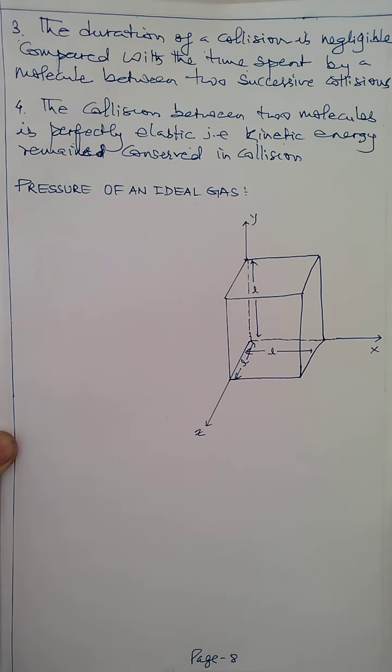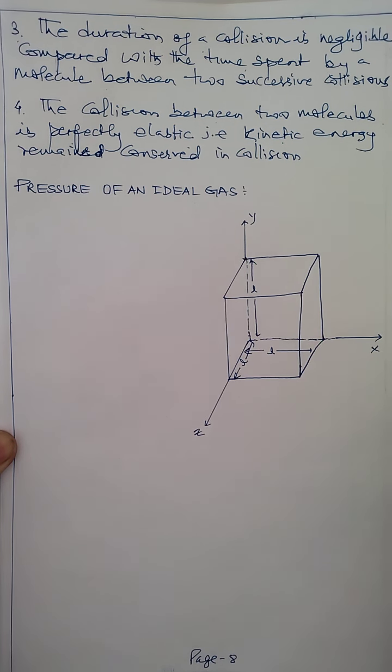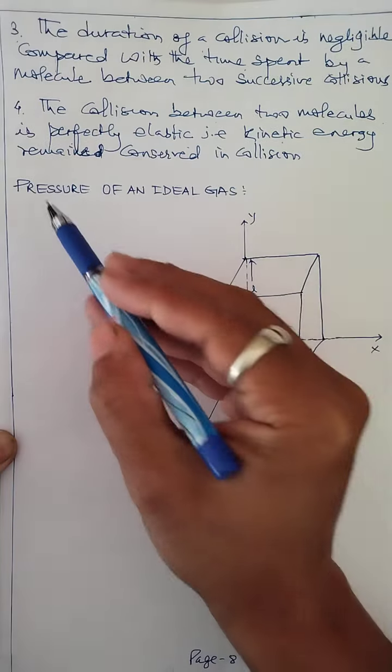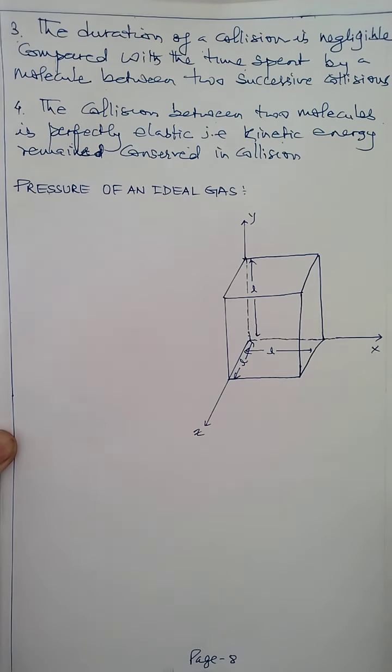Today we continue with the chapter that we are doing, that is called kinetic theory of gases. This is only one chapter, and it comes under the unit, that is unit number 9. So we are in the second last unit of class 11 syllabus. Now in today's class we derive the expression of the pressure of an ideal gas.